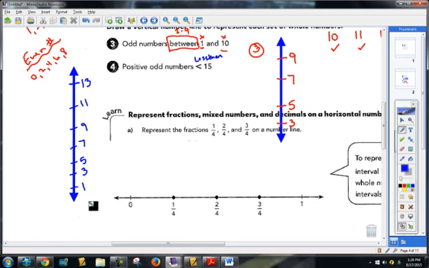Can I go any further? No, because I would go into negative numbers if I kept going down. We only wanted the positive odds. So are we seeing how this is very much reading more than maybe even math?